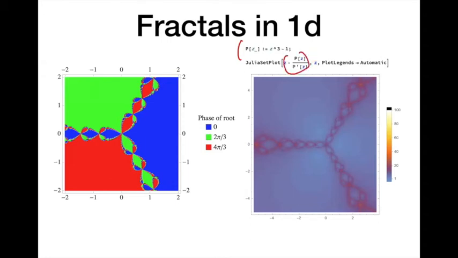So we're going to look at the graph on the left side here. If you start in the blue region anywhere, you're going to converge to the root at 1, to the root of phase 0. But it's also true for these blue regions here, there, etc. So likewise, if you start in the green region, you'll end up at the root of phase 2 pi over 3, and so on for the red region.